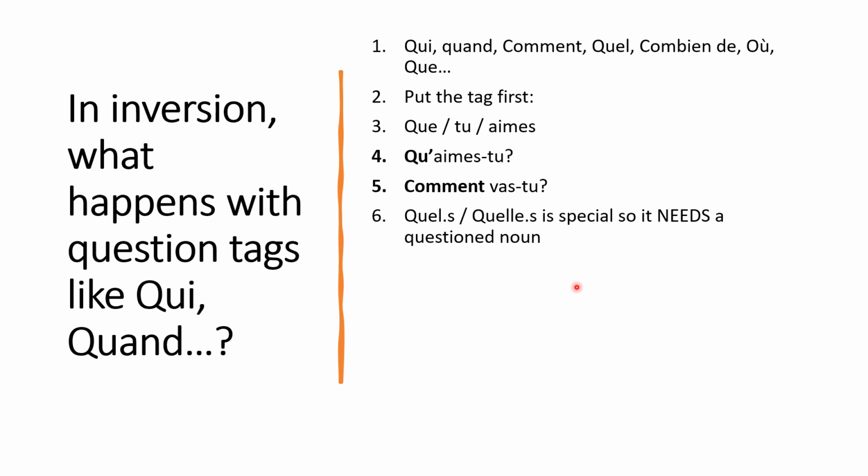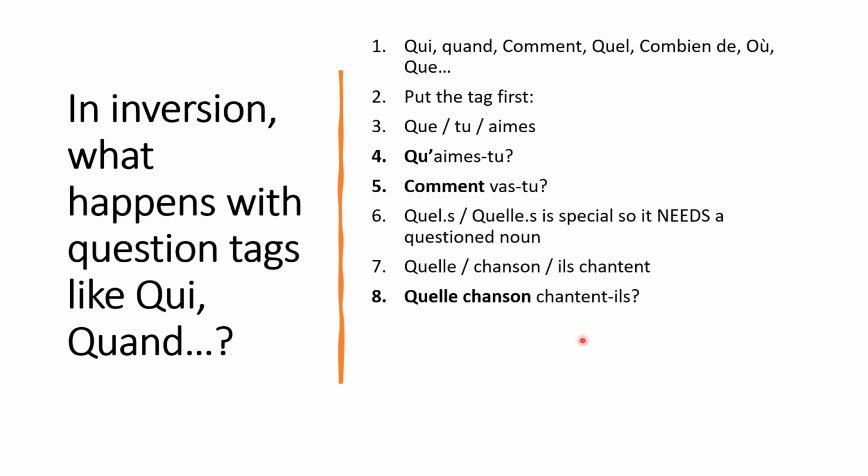Yeah, like I told you, quel is special. It needs a noun. So, quelle chanson il chante? Quelle chanson will come together always because the question is on the noun. What song? What song are they singing? So, quelle chanson chante-t-il? If you look at it, basically it's the same as questioning in English. What song? Quelle chanson? Sing they.